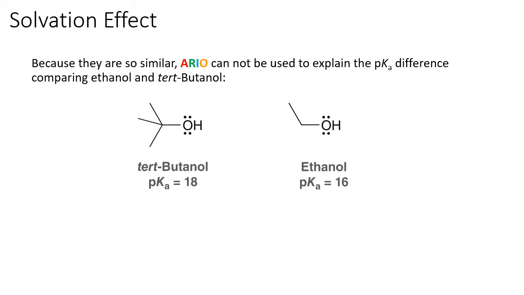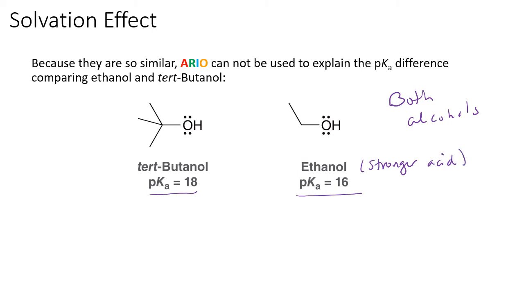Sometimes 2 molecules are so similar that we cannot even use ARIO to explain the differences in the pKa. An example of this is something like tert-butanol and ethanol. They are both alcohols. They both will have the negative charge on oxygen. Neither of them have resonance. Neither of them have induction. They're using the exact same orbitals as well. But notice they do have different pKa's. Tert-butanol has a pKa of 18 and ethanol has a pKa of 16. So ethanol is the stronger acid.